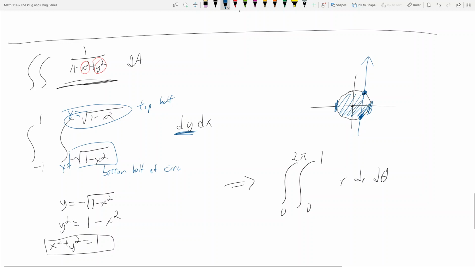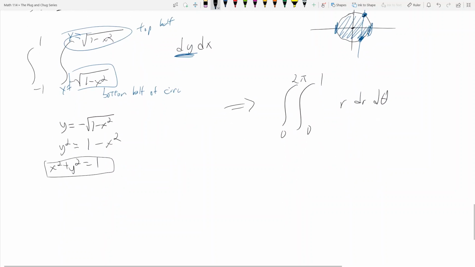I took the bottom equation, I took this one and I squared both sides. If you take the top equation and you square both sides, you'll get the same result, right? And so these more or less just tell you to look for what your region is going to be.